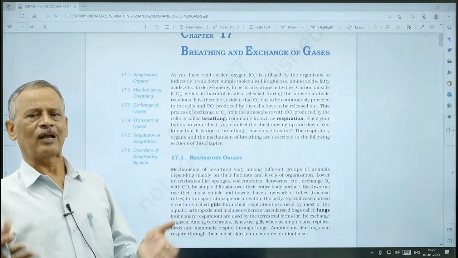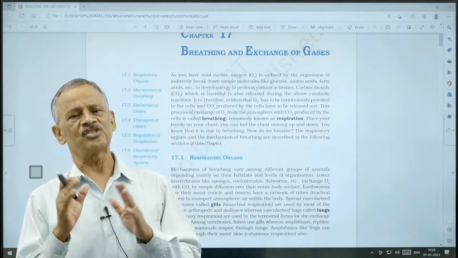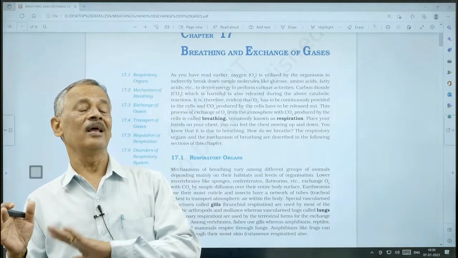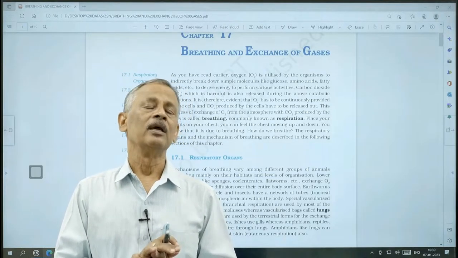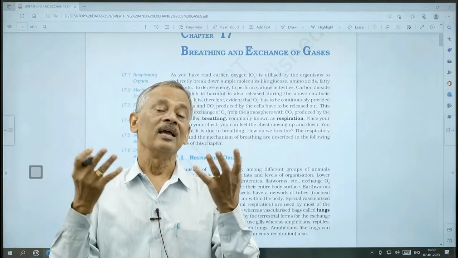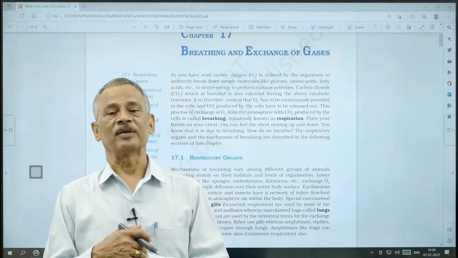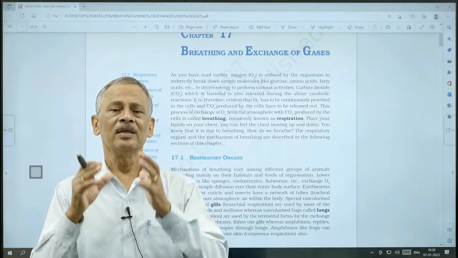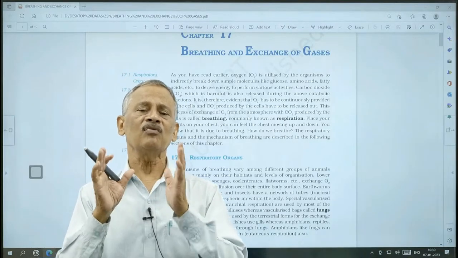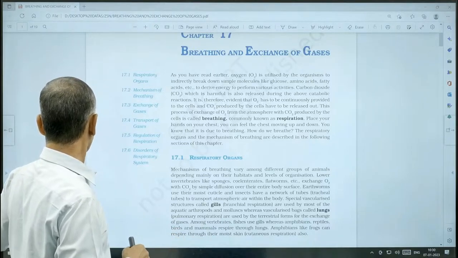Generally, in aquatic animals, you have special highly vascularized structures called gills. It is called branchial respiration. And in terrestrial animals, you have lungs. It is called pulmonary respiration. So, depending upon the environment, that is the habitat in which they are living, as well as the level of complexity, you have different types of breathing mechanisms.